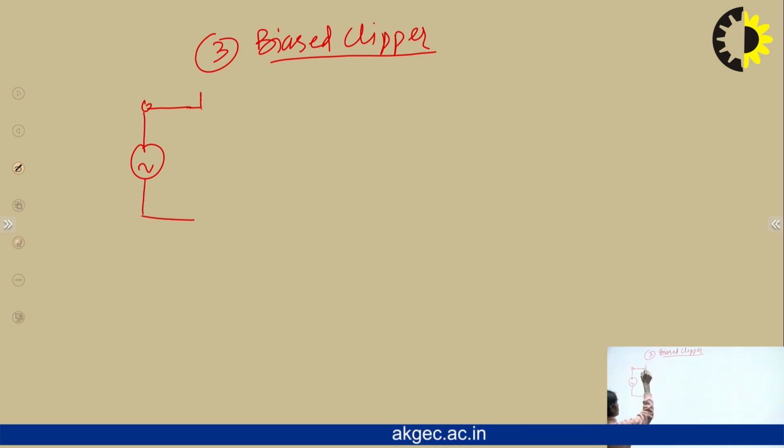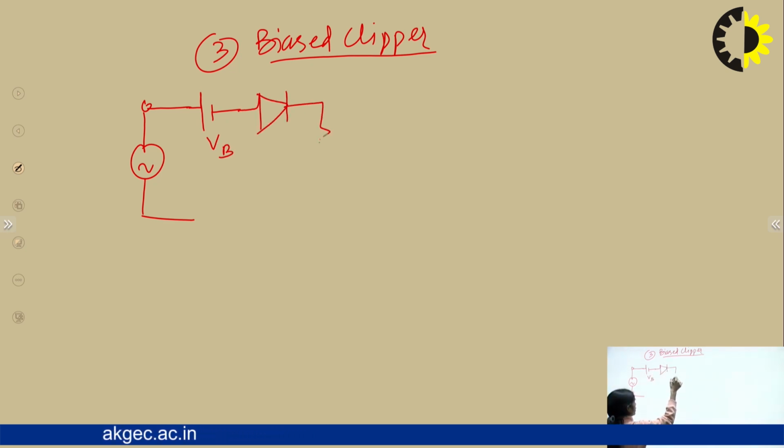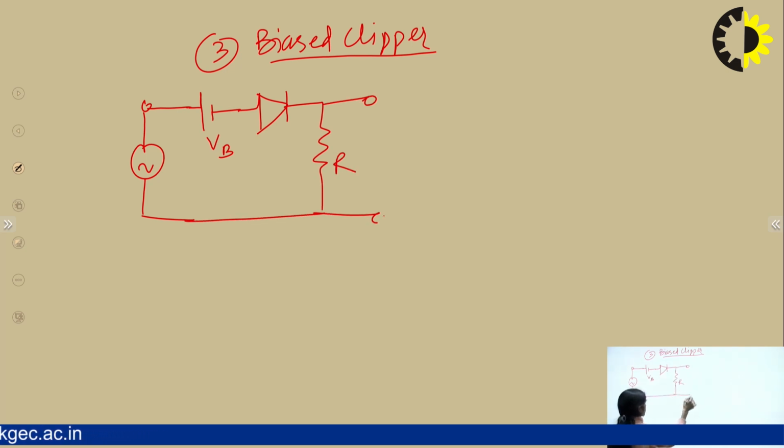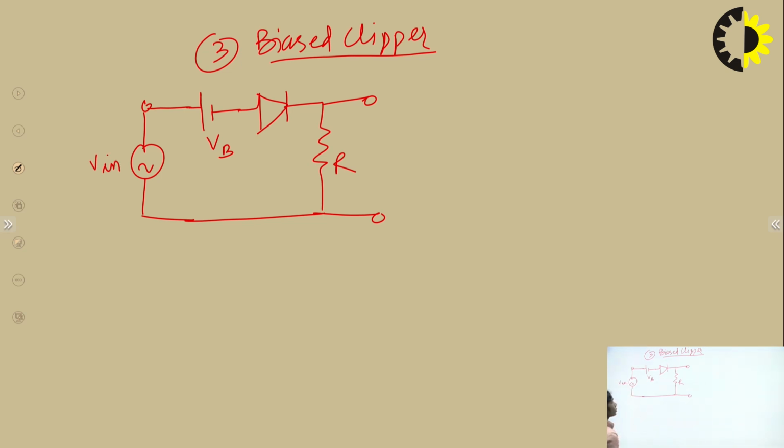So first we are going to connect the battery. Let's say this voltage is VB, and a diode is connected after this, and a resistor R is connected like this, and we have to take the output across this. This is the V in voltage. In this condition, we are going to see the working of this circuit.